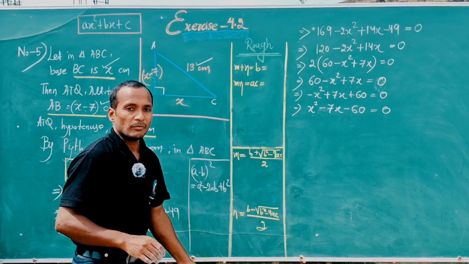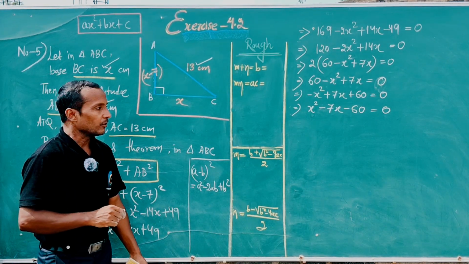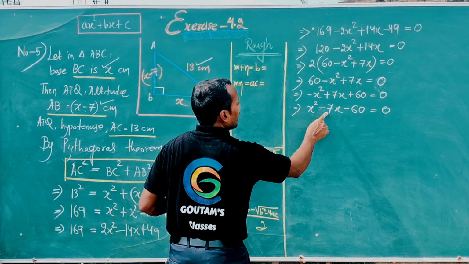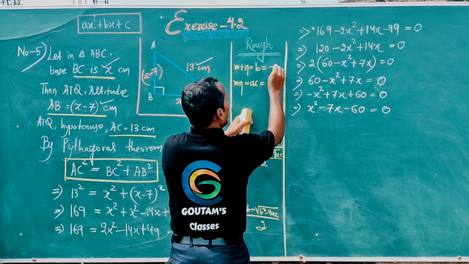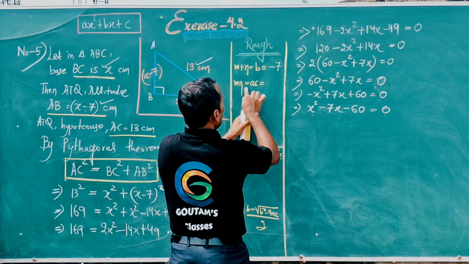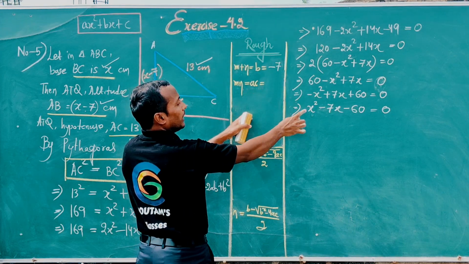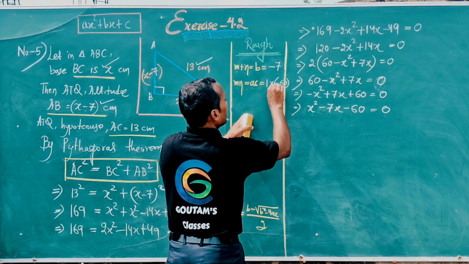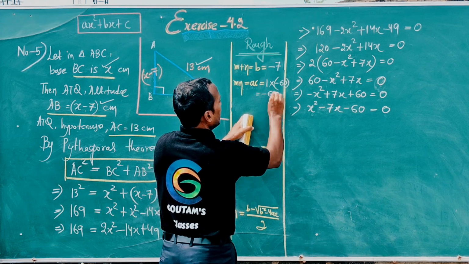Now quadratic equation is formed. It's time to split the middle term to factorize it. And we know that m plus n has to be equal to b. Who is b here? Minus 7. And m into n should be equal to a into c. A is 1 and c is minus 60. So my product should be minus 60.